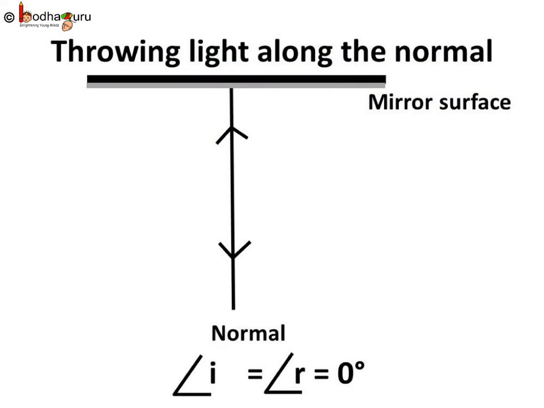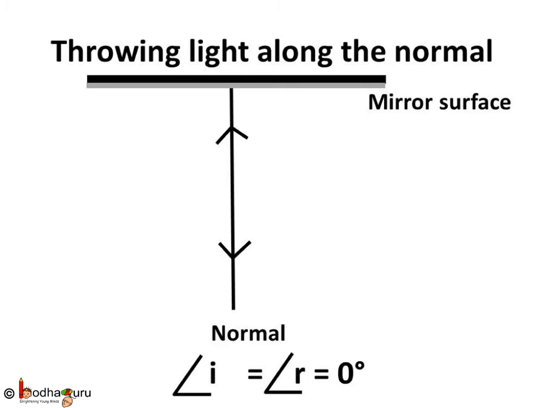What would happen if you throw the light on the mirror along the normal, that is at 90 degrees? Here, the incident ray is making 0-degree angle with the normal. So, the reflected ray would do the same. That is, reflected ray would also come back along the normal too.